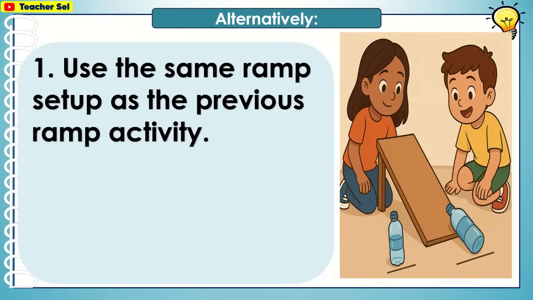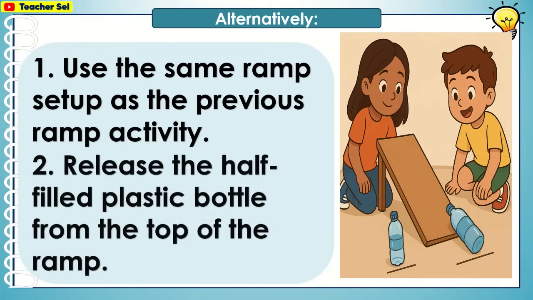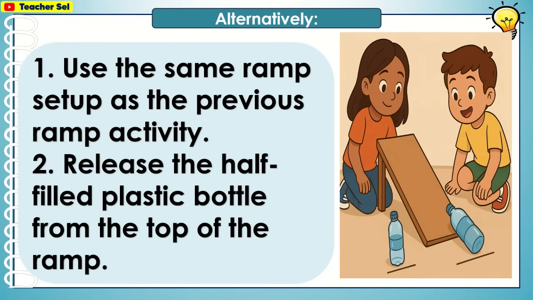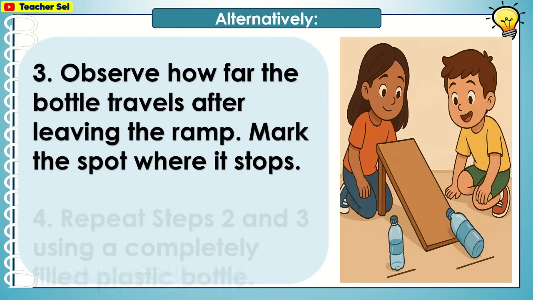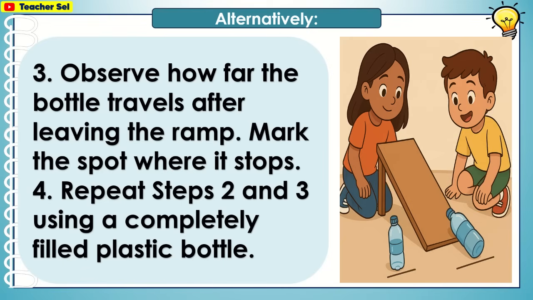Alternatively, use the same ramp set up as the previous ramp activity. Release the half-filled plastic bottle from the top of the ramp. Observe how far the bottle travels after leaving the ramp. Mark the spot where it stops. Repeat steps 2 and 3 using a completely filled plastic bottle.